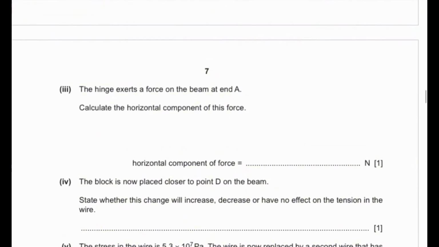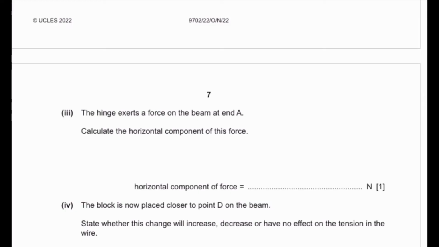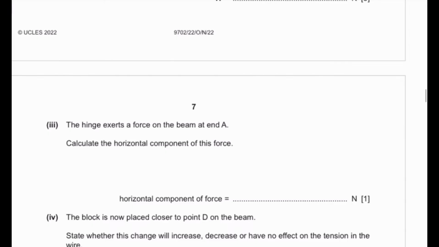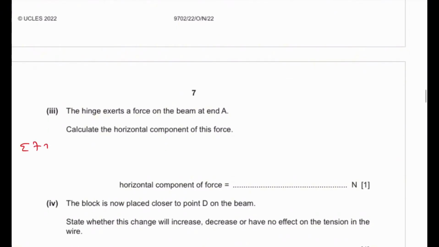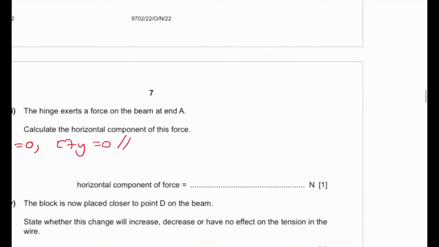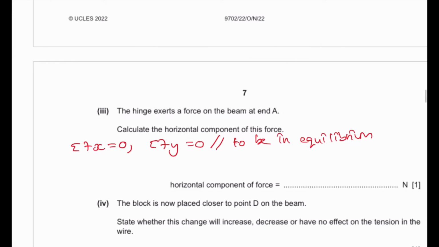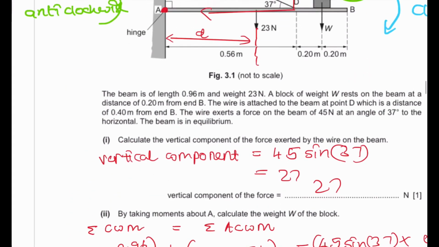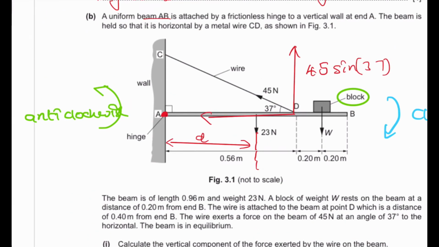Okay, so the hinge exerts a force on the beam at end A. Calculate the horizontal component of this force. So get this, guys. The summation of forces in the X must be equal to 0. The summation of forces in the Y must be equal to 0 for this thing to be in equilibrium. So the resultant force in any direction must actually be 0. So let's go to the Y. How many forces do we have in the Y? We have forces acting up and two forces acting down.